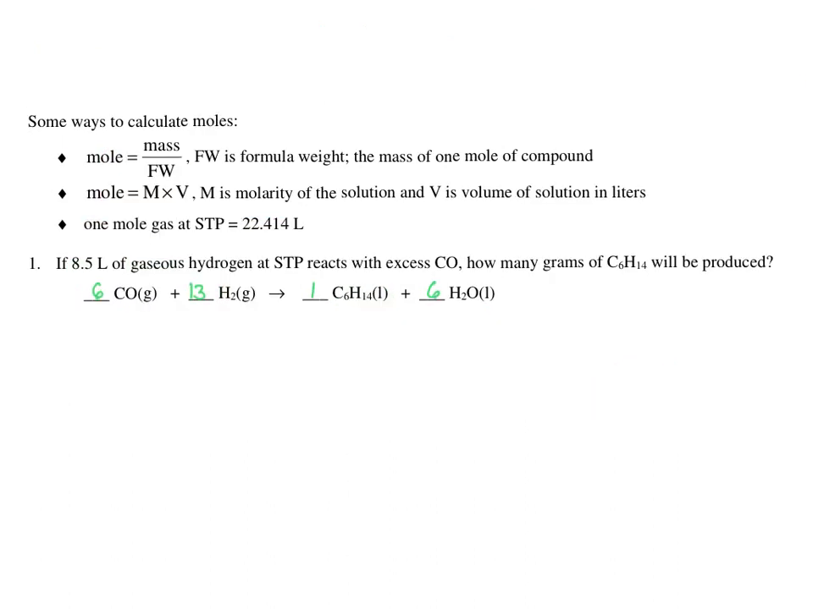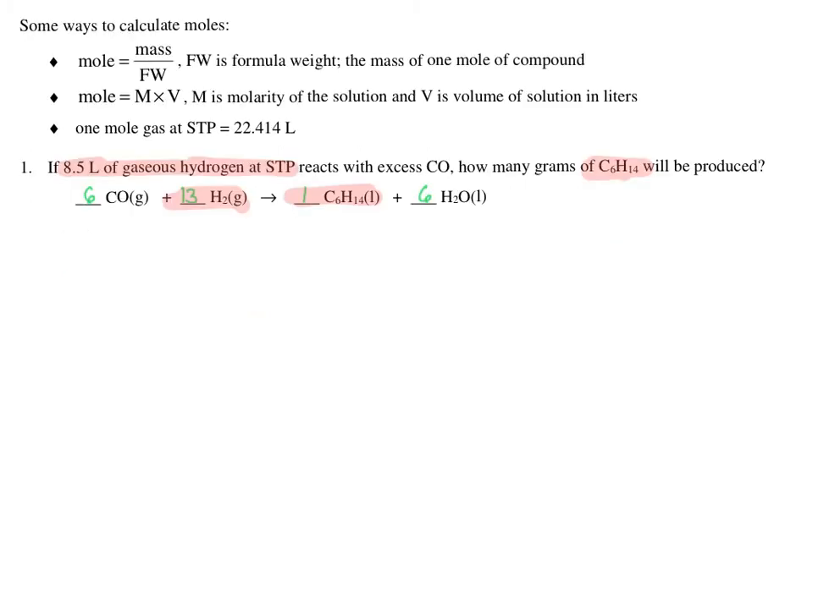Now that we have our balanced chemical equation, we can work through our stoichiometry problem. Let's remind ourselves we're comparing hydrogen gas, there's hydrogen gas with its coefficient, to hexane. So there's hexane with its coefficient.